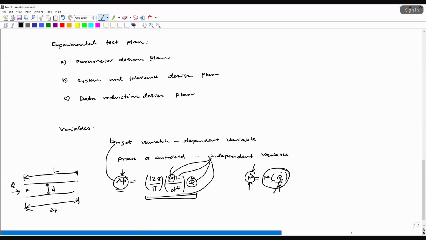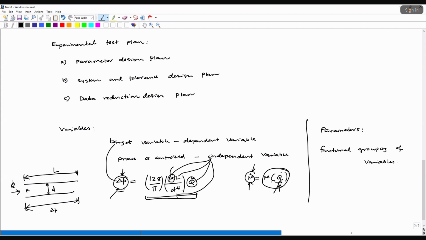Okay, so there are variables and then there are parameters. So what is the difference between variables and parameters? Variables, we saw, right? There are dependent variables and independent variables. Parameters are basically functional grouping of variables. Parameters are nothing but functional grouping of variables.